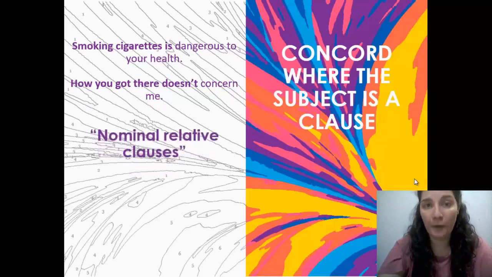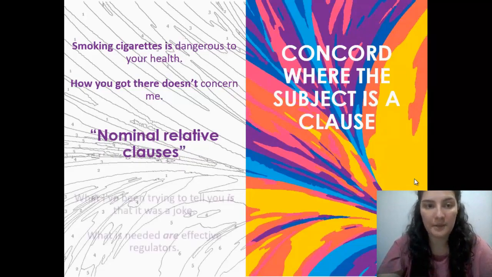In cases of nominal relative clauses, these relative clauses which begin with a WH word, concord varies in singular or plural forms, both can be used. Here we have some examples.